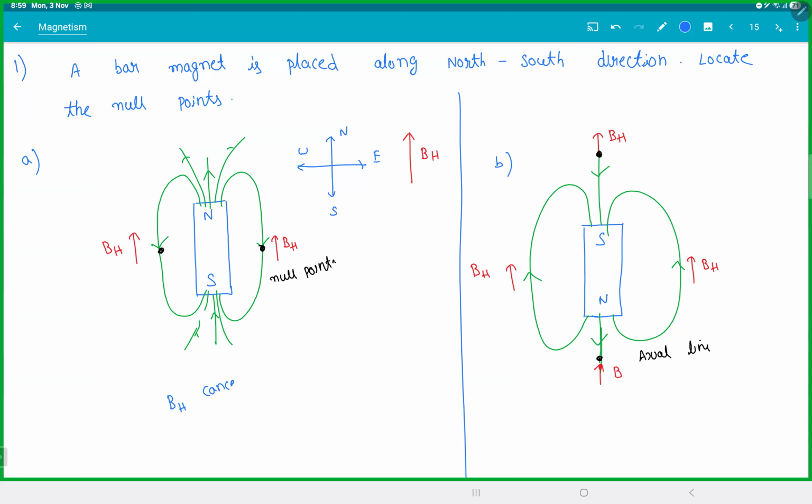So BH cancels out the magnetic field due to the magnet. You get questions of this sort. Clear?